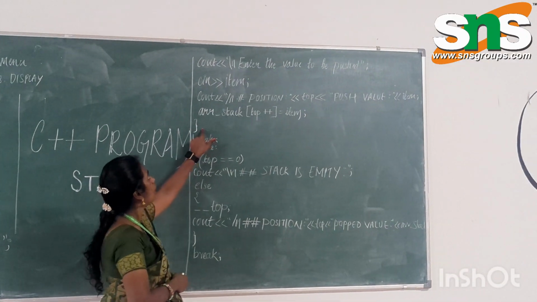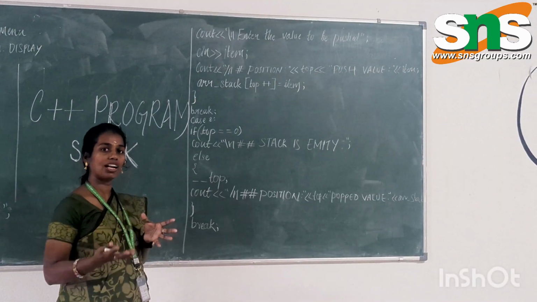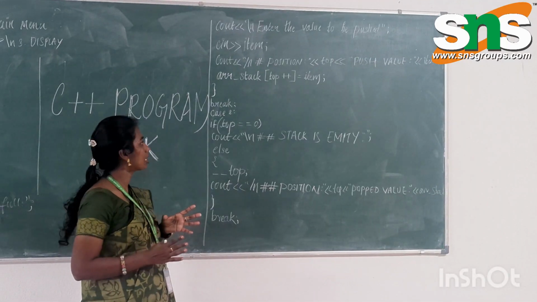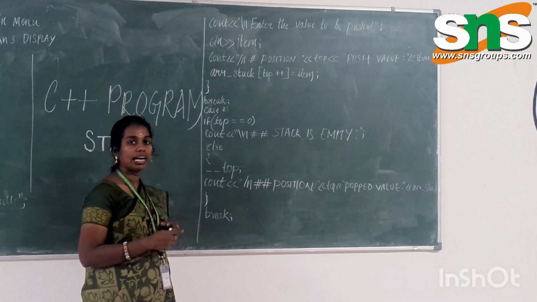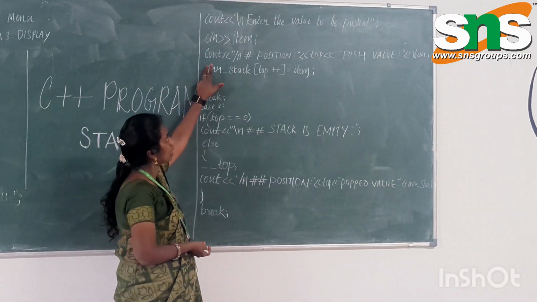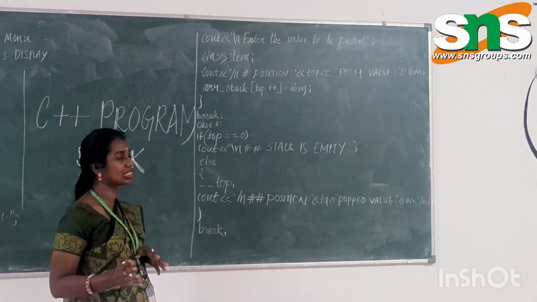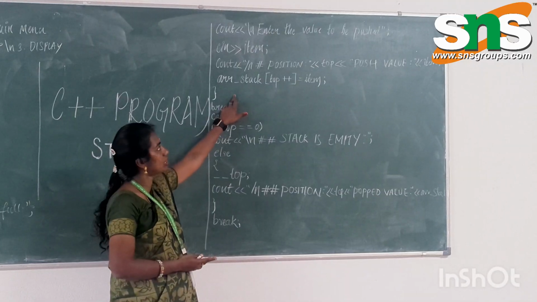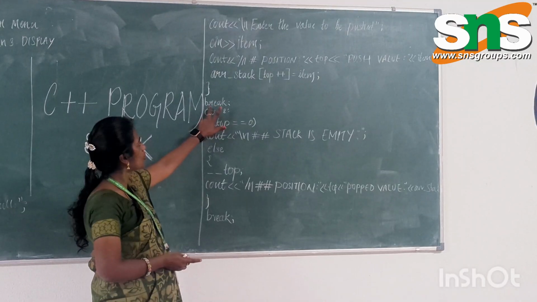For the push operation, in this statement I have asked enter the value to be pushed. We get the value from the user and push that value into the array, that means our stack. In this statement, cin item: item is the value entered by the user. Then we give the position, cout position, that means where we are going to insert that value. That position is decided in this statement. Then in that particular stack position, the value we got from the user will be placed. Then we give the break statement.